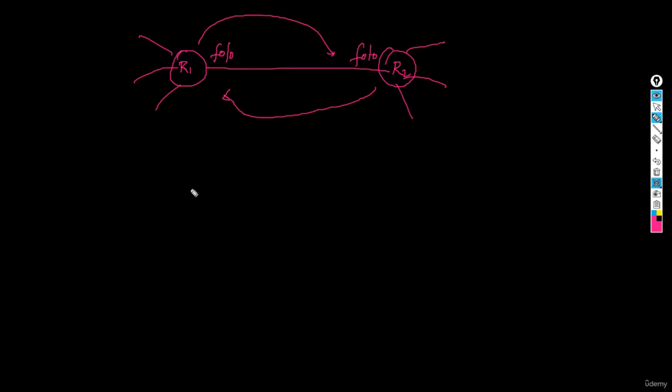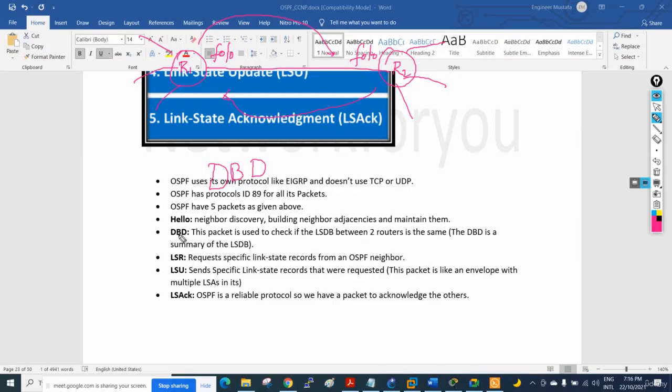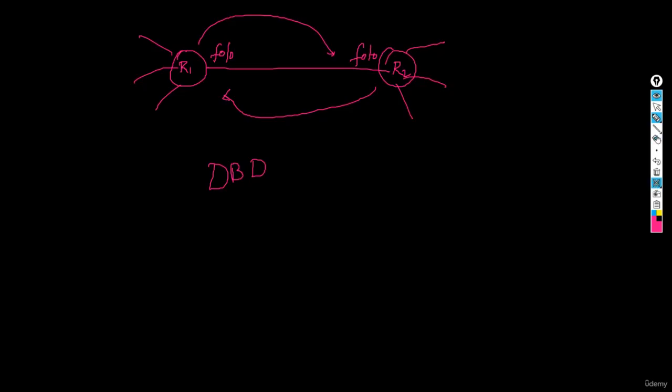Then they start sending the DBD, database description. What is the meaning of database description? They are going to send information about the prefixes, the network interfaces they have, and whatever they know about other networks. They will share that. Why do we use the DBD? To compare whatever information we are sending, whether the other router already has it or not.